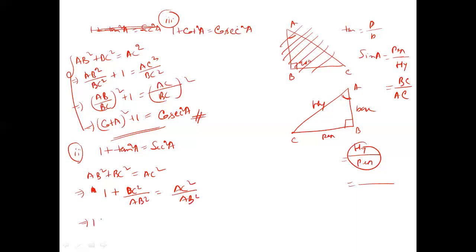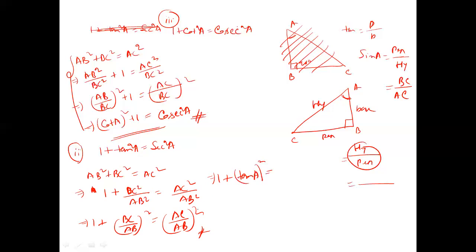Now see, 1 plus BC by AB whole square equal to AC square by AB square, we can write AC by AB whole square. Yes, up to this clear? Now see, for angle A, BC by AB is perpendicular by base. It is nothing but your tan A. So in place of BC by AB, we can write tan A.